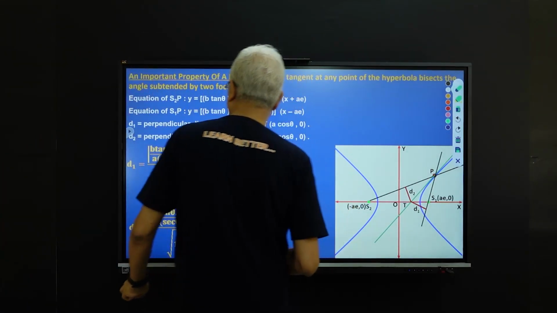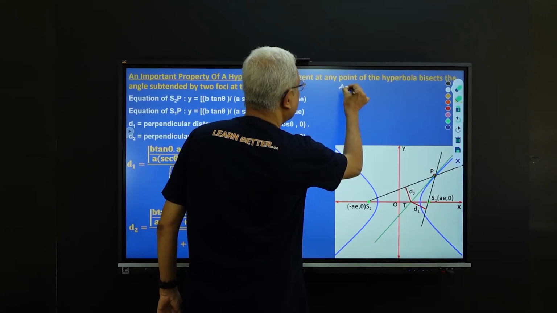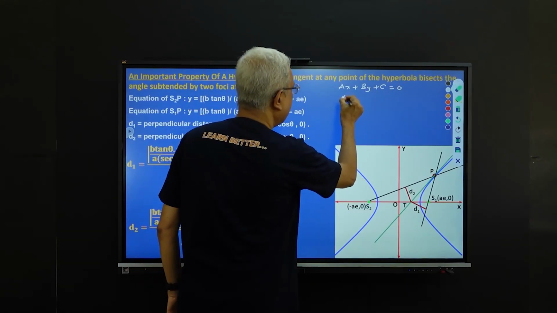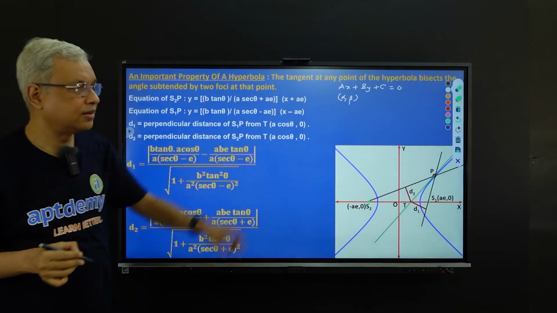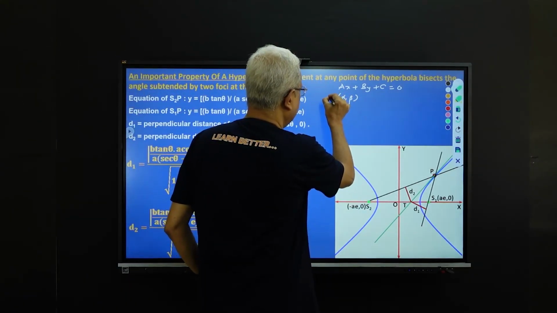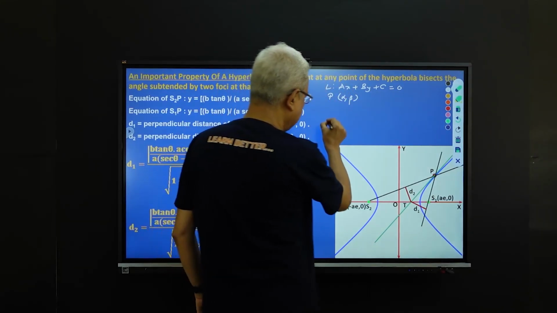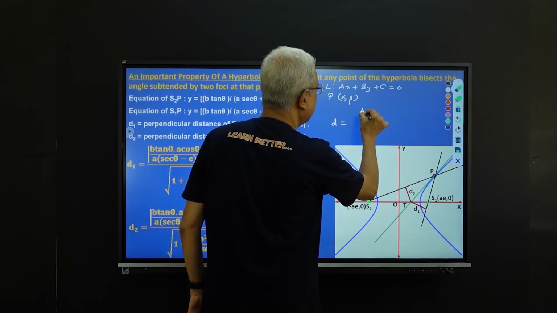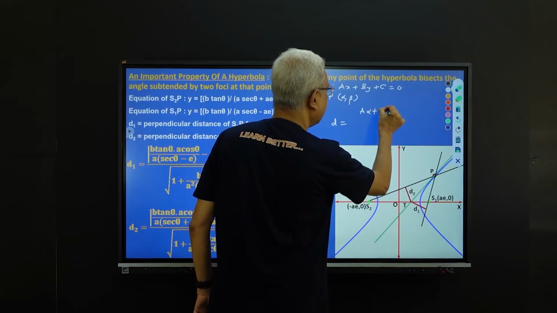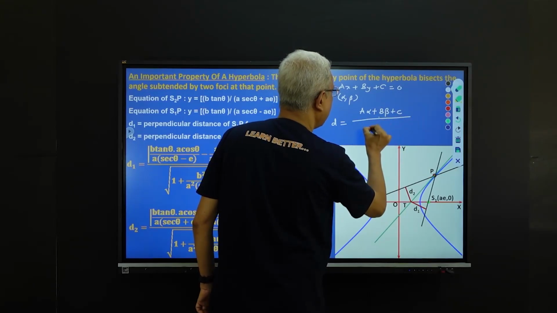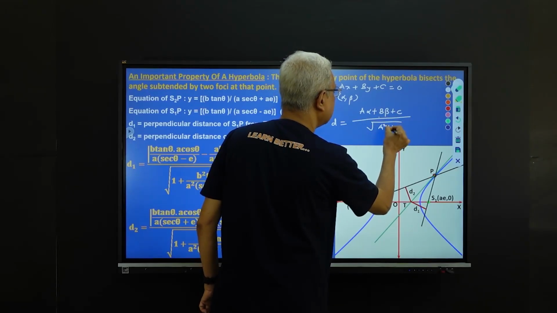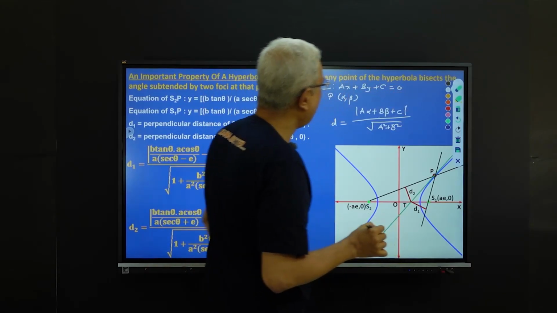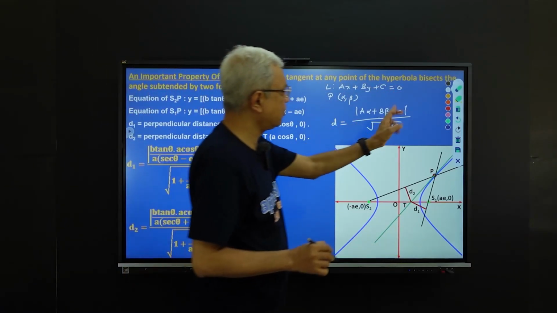Now you know one thing: if there is an equation of a straight line Ax + By + C = 0, and there is a point (alpha, beta) not on this line, then if I drop a perpendicular from the point onto the line L, the length of the perpendicular, if I call it D, is mod of (A alpha + B beta + C) divided by root over A square plus B square. This is a positive quantity.